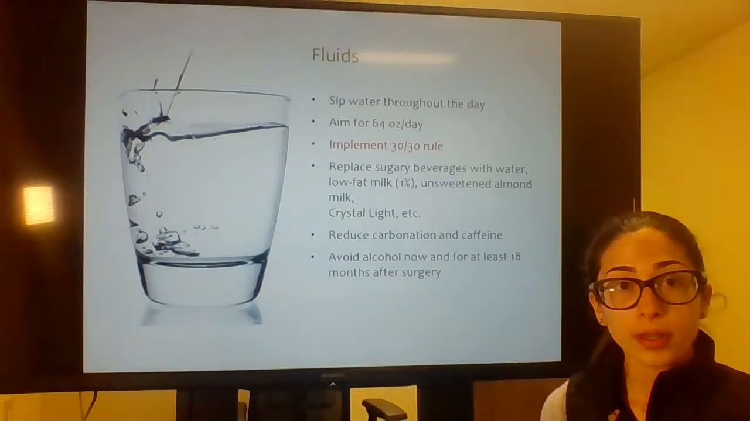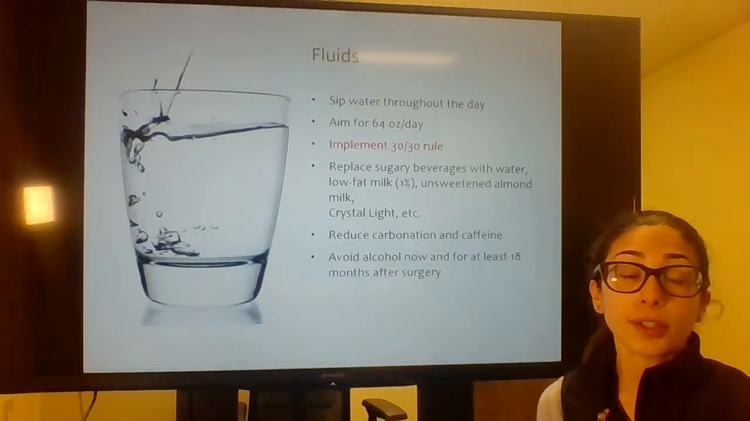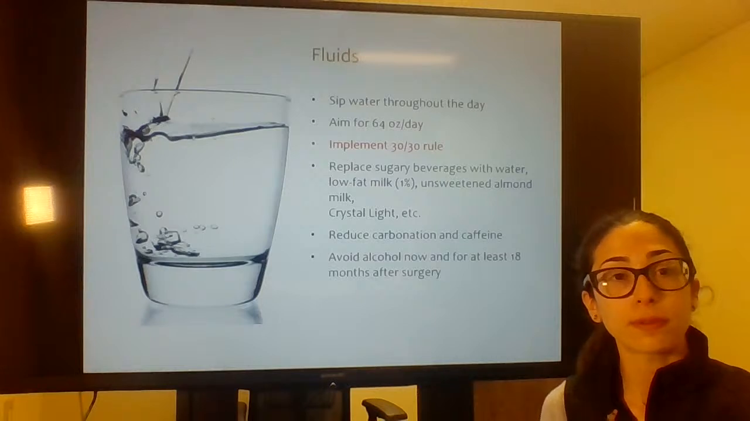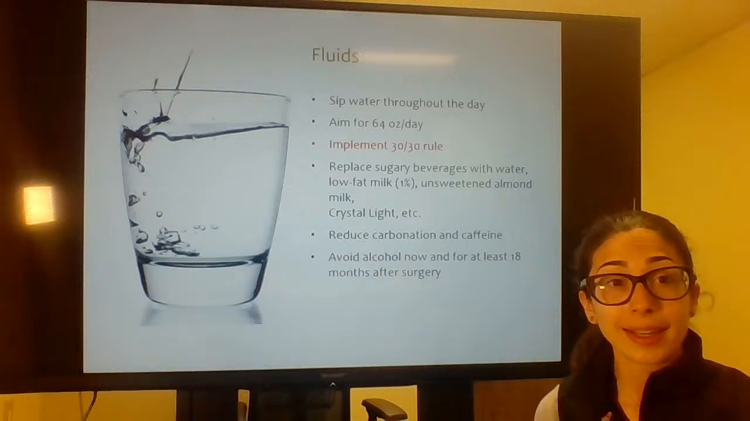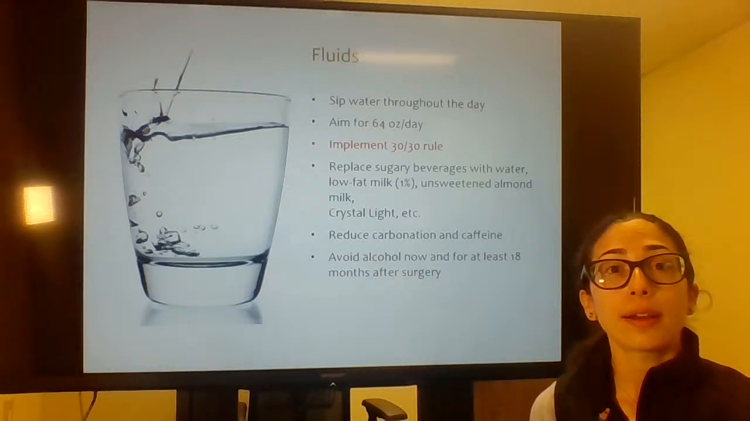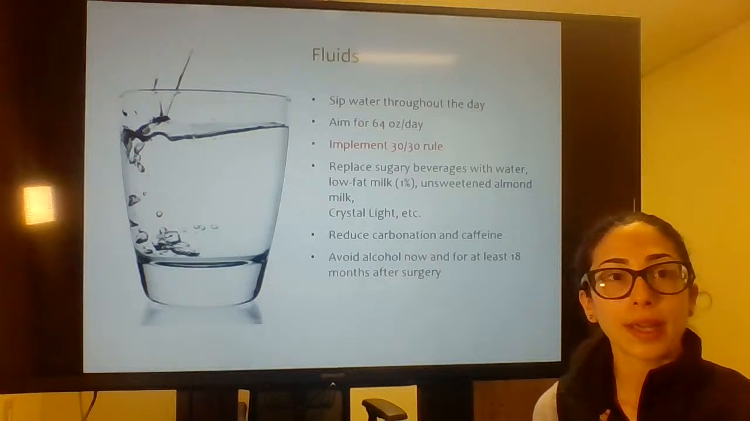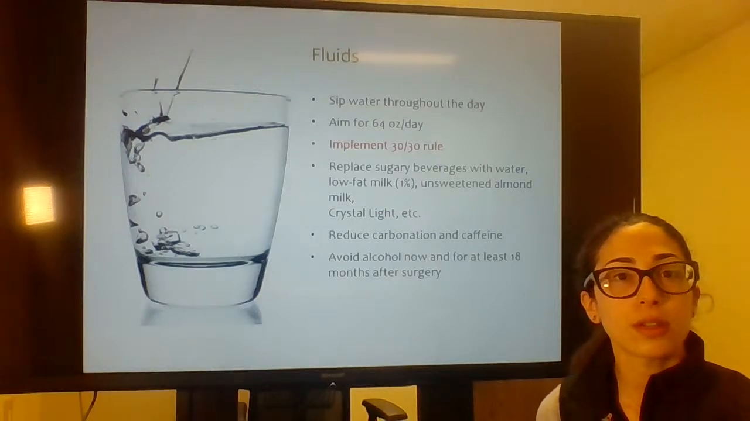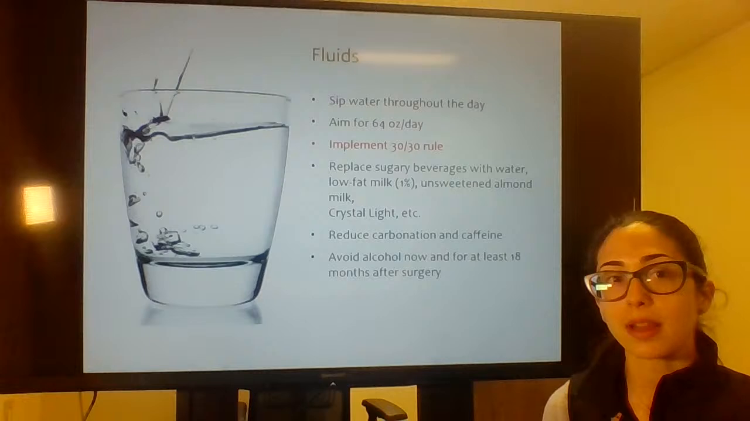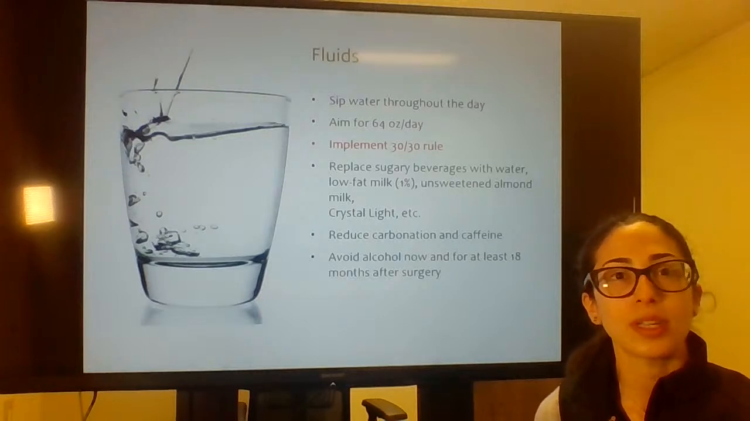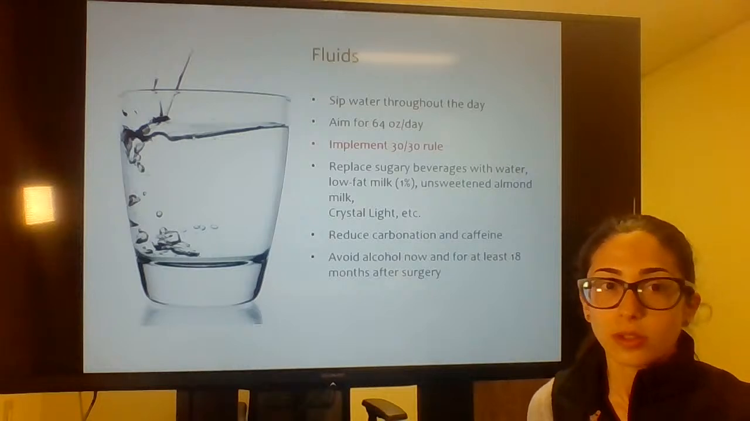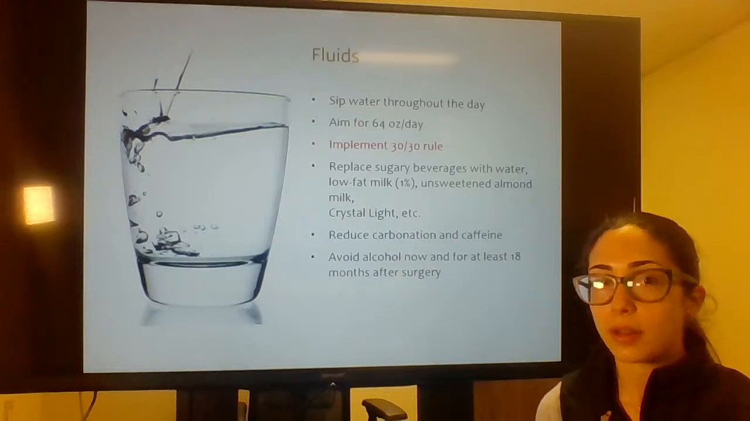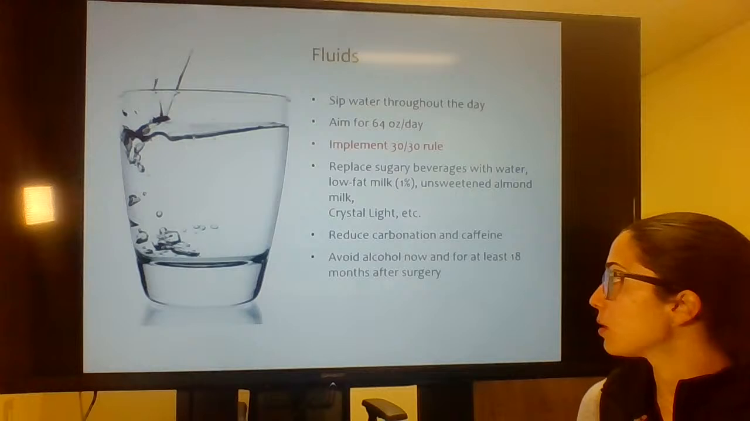Fluids is super important to stay hydrated. After surgery, you won't be able to gulp a lot of liquid in one sitting, so you just have to get used to sipping throughout the day to get the hydration in. The dietitians will teach you examples of all the zero-calorie, sugar-free beverages that you can choose from so that you stay hydrated, but you have options and you don't feel like you just need to drink plain water if that's not something that you like. So we'll show you all the different brands and you're going to feel like you have a lot of options.